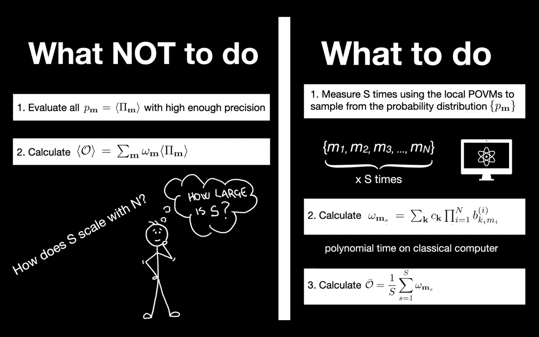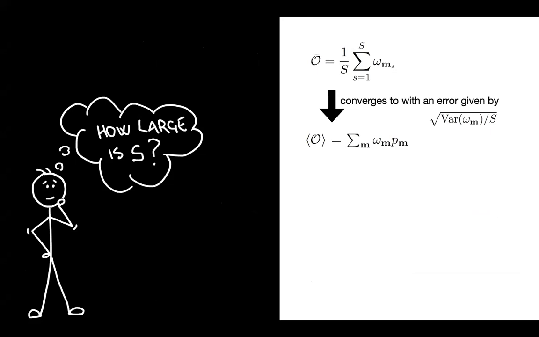And of course, the first question you should ask at this point is, to prove that this is useful, I should understand how many times I have to measure. So what is S? How large is this S? And most importantly, how does S scale with N? How does S increase when I increase N? This is exactly what we will discuss here. First of all, one recalls that this estimate of the observable converges to the mean value of the observable with an error which is given by the square root of the variance of the omega m divided by S, which is the number of shots.